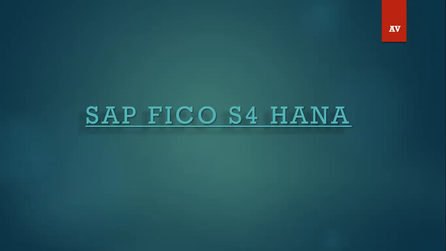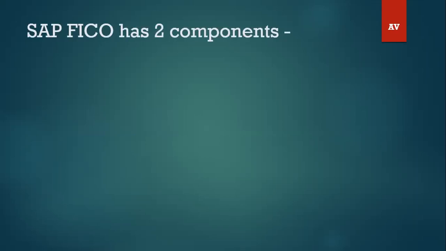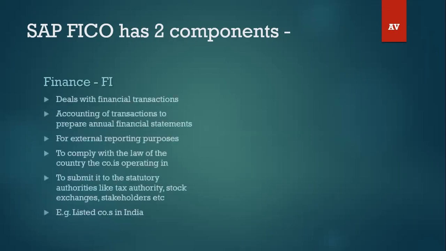And why S4 HANA is an important version, the upgraded version, and what the features of S4 HANA are. Everything we will look into in this course. We'll be studying everything from the basics to advanced level. And just to give you a more detailed view about SAP FICO, there are two components of SAP FICO. FI stands for finance. Finance deals basically with accounting of financial transactions.